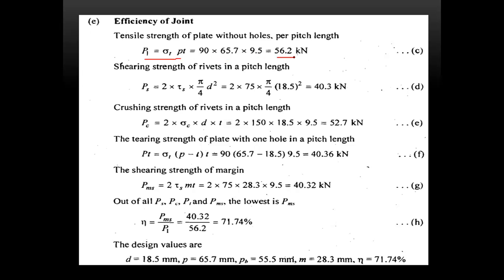That is 56.2. Next, the shearing strength of the rivets in a pitch length PS is equal to 2 into tau s into pi by 4 d square. That is equal to 40.3 kilonewton. Next, the crushing strength of the rivets in a pitch length PC is equal to 2 into sigma C into D into T. That is 52.7 kilonewton. The tearing strength of the plate with one hole in a pitch length PT is equal to sigma T into (P minus D) into T. That is 40. So these are all the formulas you can see in the design data book, and you can easily write the values.